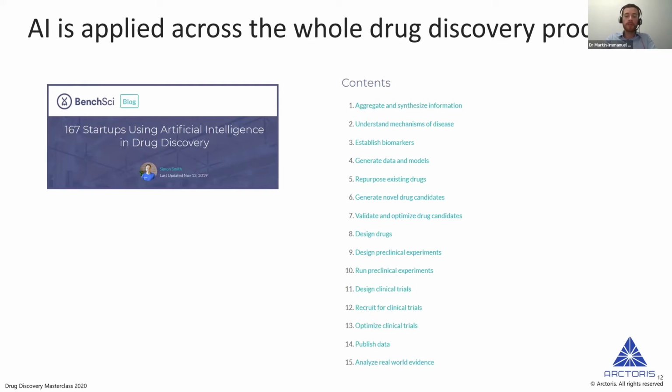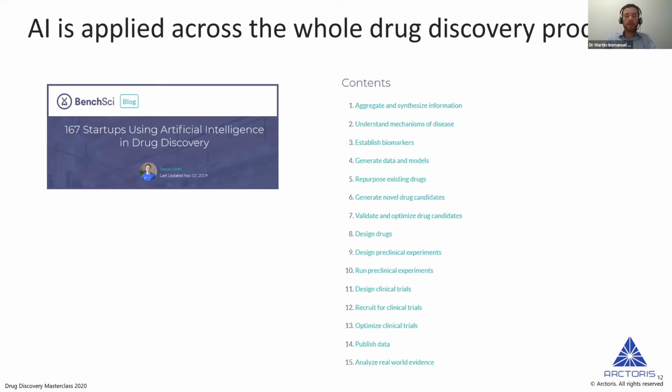It includes several hundred companies that apply AI and machine learning technologies in different parts of the drug discovery ecosystem, starting with aggregating and synthesizing information, via data generation, via, for example, de novo drug design, via drug repurposing, down to things such as optimization of clinical trials and clinical trial recruitment or real-world evidence. In other words, across the whole breadth of the drug discovery funnel that we saw in the beginning, across the whole bandwidth of different processes, there are companies and researchers suggesting and using AI solutions for parts of the process.